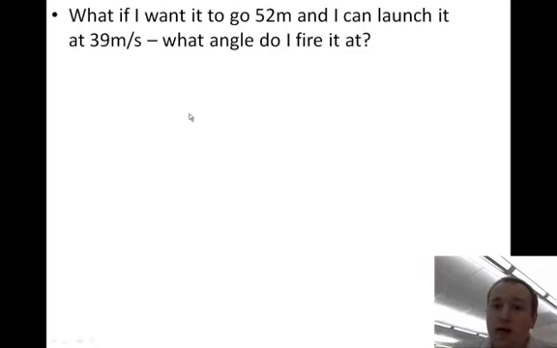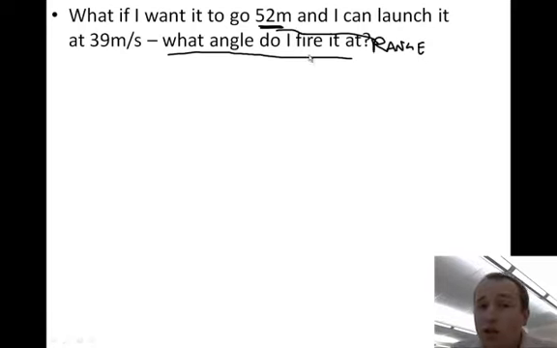Alright, now here is the last question. This is the tough one to do. What if I want it to go 52 meters? I know the range I want. The range I want is 52. I can launch it at that velocity. What angle do I fire it at?